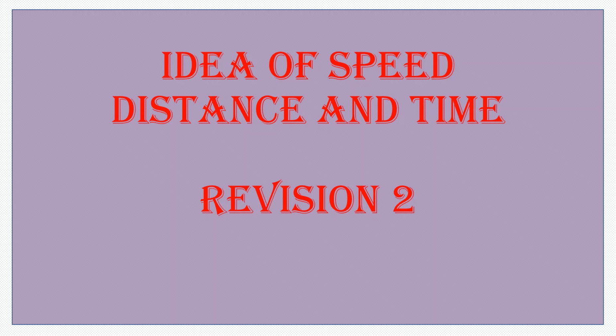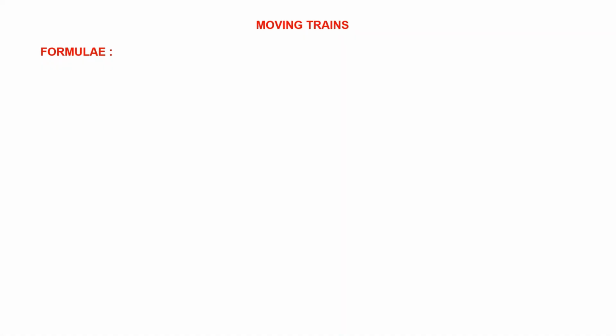Hello students, let's do the second revision from the chapter Idea of Speed, Distance and Time. Here we're going to be revising questions on moving trains. So first let's revise a few formulae that we learned earlier.